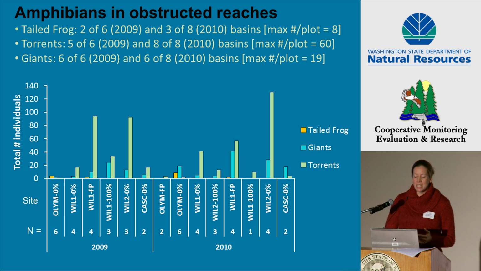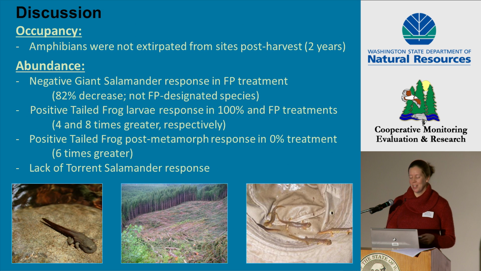For tailed frogs, we did detect them in 2 of 6 and 3 of 8 of our basins in 2009 and 2010 in these obstructed reaches, and the maximum number per plot was 8. For torrent salamanders, we observed them in 5 of 6 and all 8 of our basins in 2009 and 2010, and the maximum number per plot was 60 individuals. That's 60 individuals in a 3-meter reach. Giant salamanders, we detected them in all 6 of the plots in 2009 and 6 of 8 in 2010, and the maximum number per plot was 19.